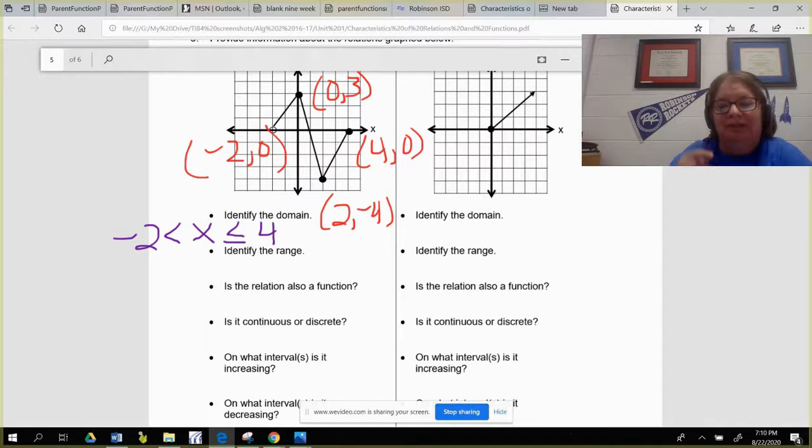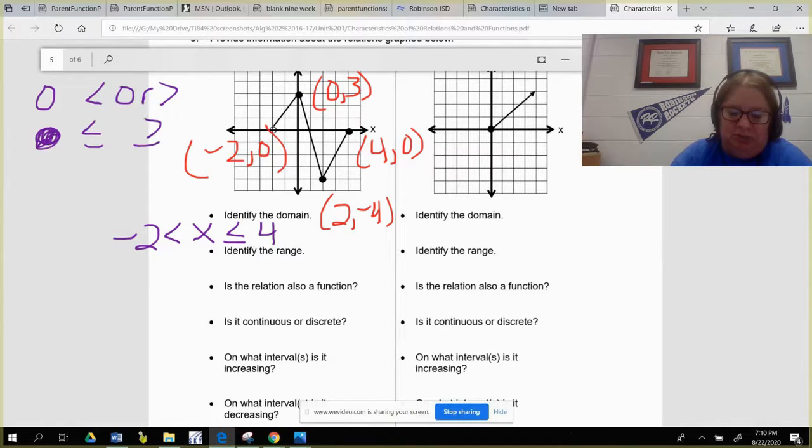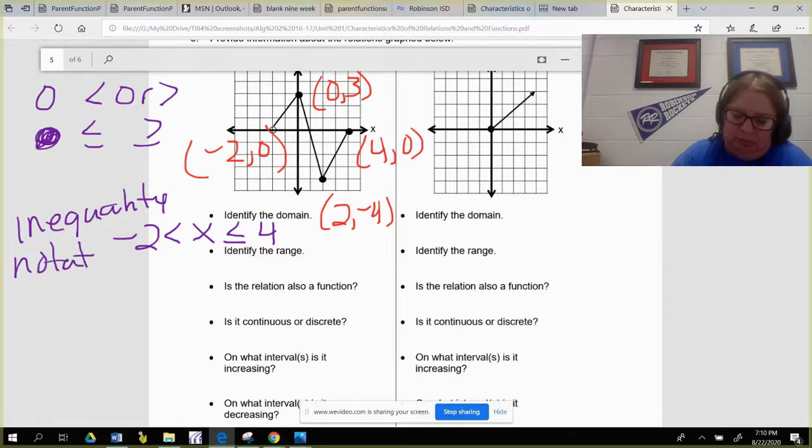Why do you think there's a difference in the symbol there? One is just less than, one is less than or equal to. That has to do with the circles. If it's an open circle, you're going to do less than or greater than. If it's a closed in circle, less than or equal to, greater than or equal to. This is called inequality notation. It has the inequality symbols.